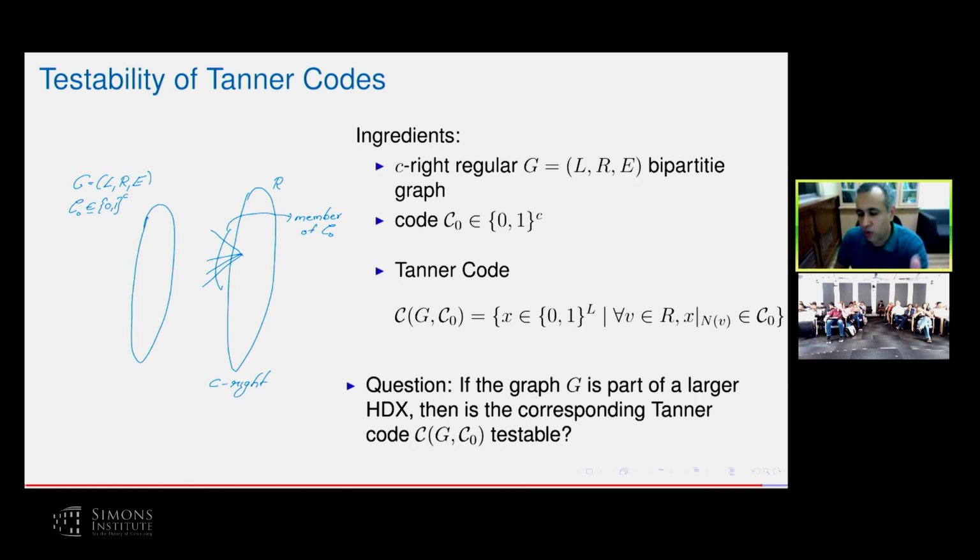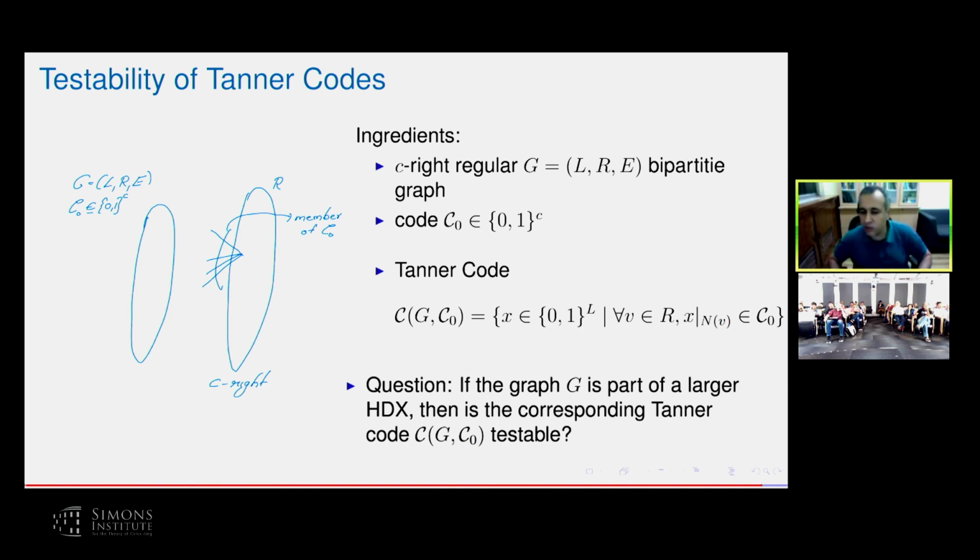Notice that once it's part of this larger object, the reasons we were able to show that expander codes are not testable disappear. That was basically because we were showing that the code had words which are far from the code, but which don't violate a lot of low weight code words. Once you have this sort of three-layered object, that sort of disappears. So the question is, can we actually make this work?